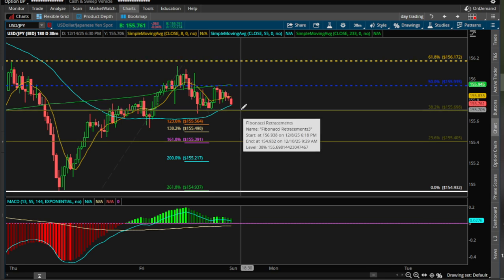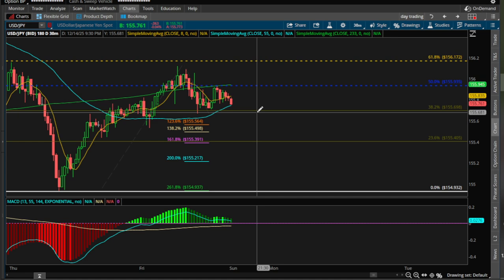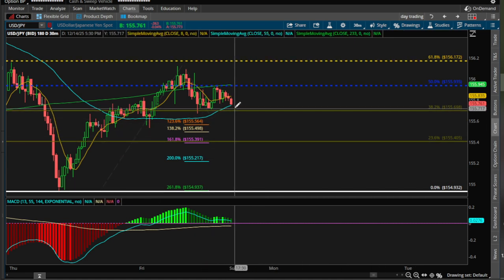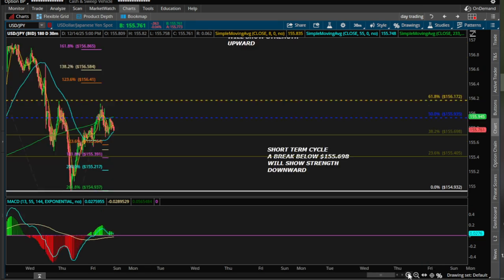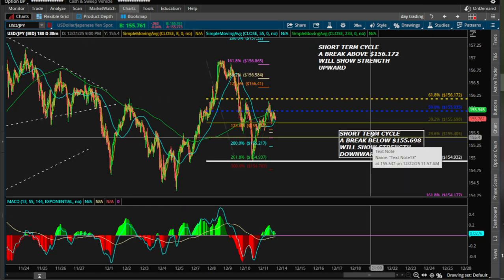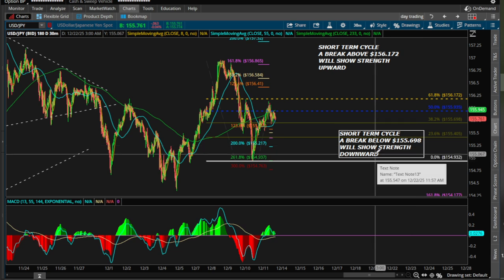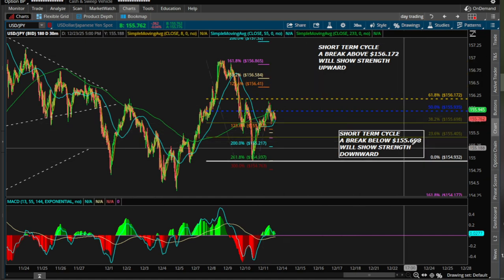So if we break 155.69, we're going to get these downside targets, and it sure is looking like it wants to do that right now. Didn't really anticipate this as being a live trading video, but just wanted to double check some things before I shut it down. So yeah, that's what I had, 155.698.